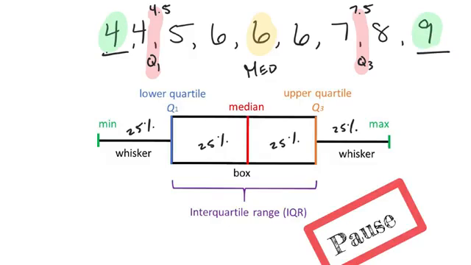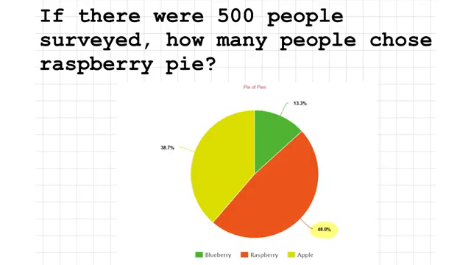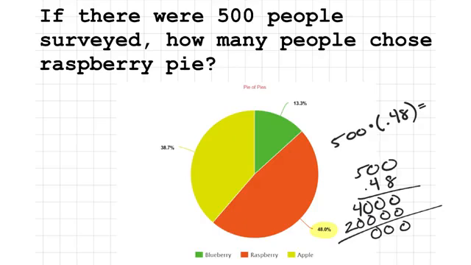Beautiful. Now, if there are 500 people surveyed with the following results, how many of them like Raspberry Pi? Well, we have 48% times a total of 500, or 0.48 times 500. Don't forget to bring your 2 decimal places into your answer.